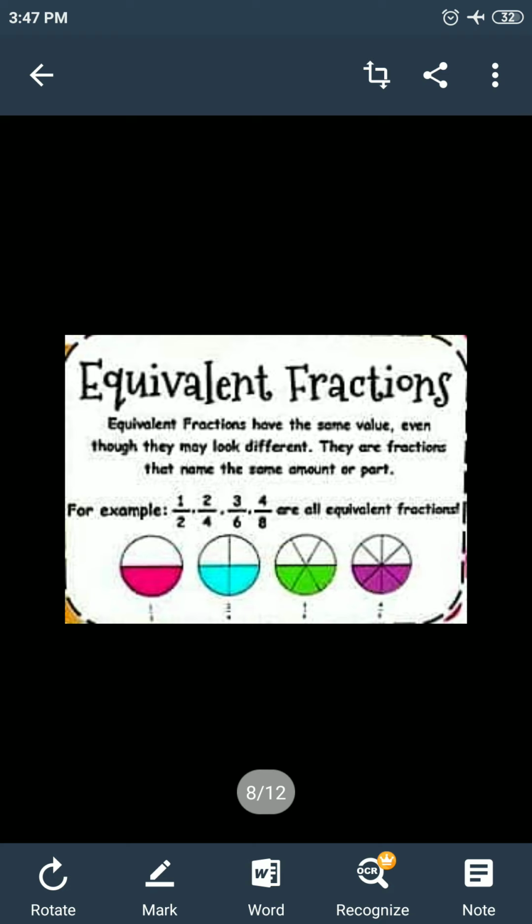In all of them, half of the circle is divided into parts and shaded. So at first glance these fractions seem to be unequal, but these are basically equal fractions. Like 1 is the half part of 2, 2 is the half part of 4, 3 is the half part of 6, and 4 is the half part of 8.